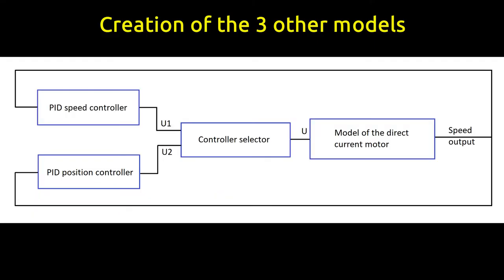So what we want to achieve is this configuration. That's why we need three other models, which are the PID speed controller, the PID position controller, and the controller selector. All the links will be done after. So now the first step is to create these three other models.